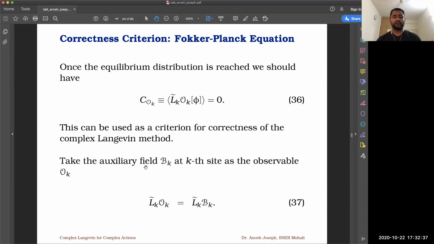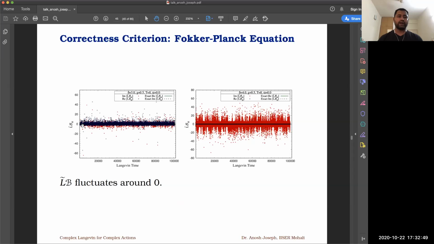We took the auxiliary field as the observable, applied L on this auxiliary field, and checked whether it's fluctuating around 0. What we found is that L times B actually fluctuates around 0. This is for delta equal to 3, and this is for delta equal to 4. This indicates that things are not running away to infinity or anything. So it's reliable.